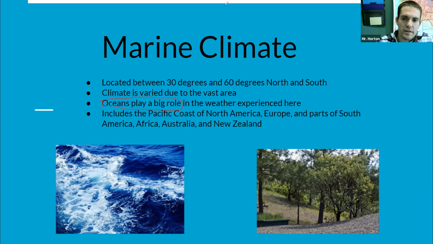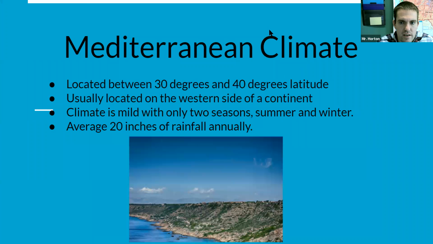Okay, our next climate is the Mediterranean climate. What we're going to say for this one is the climate is mild with only 2 seasons, and that is summer and winter.